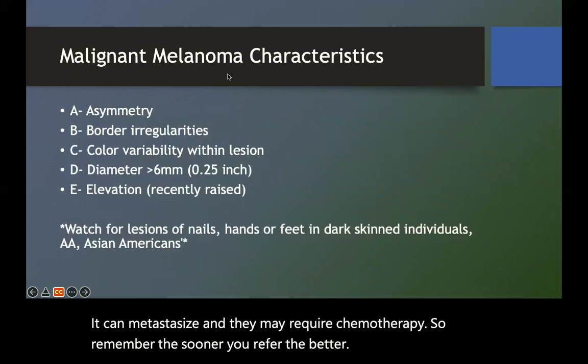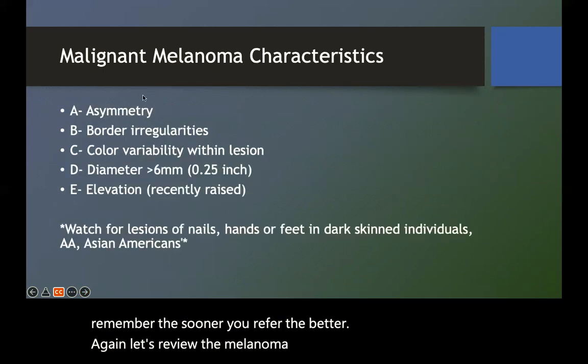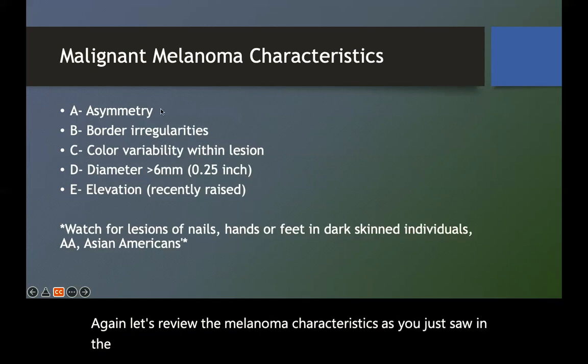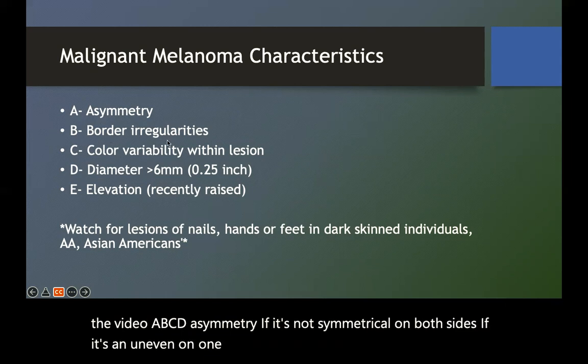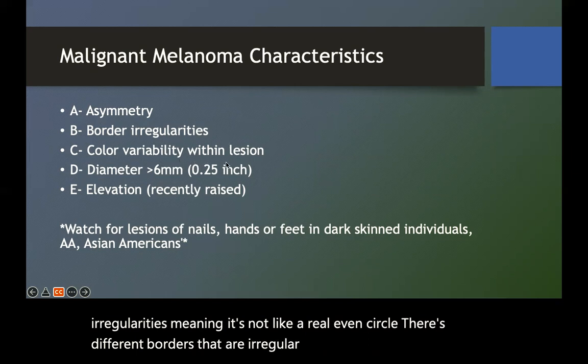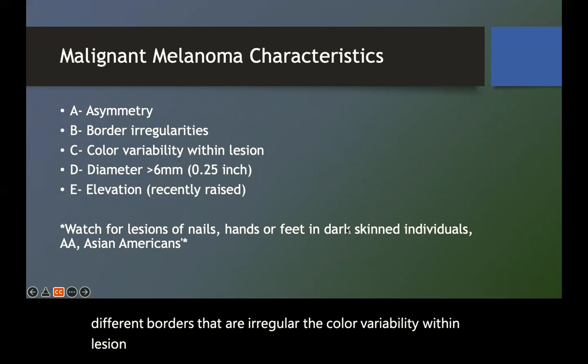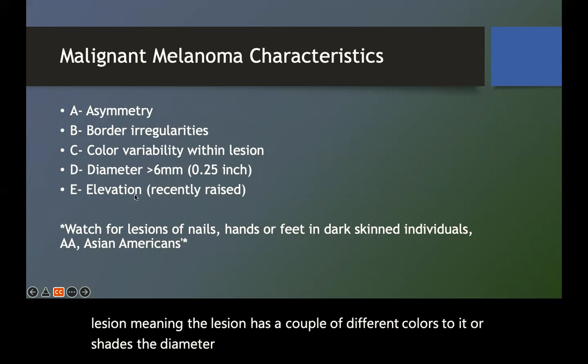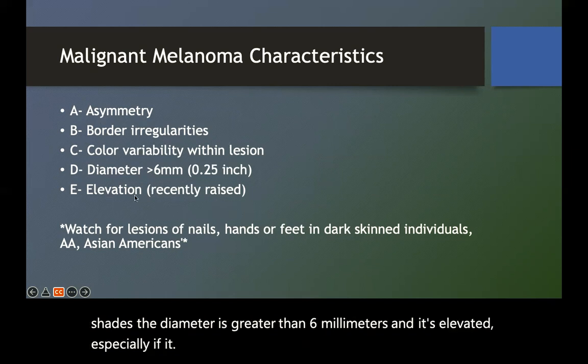Again, let's review the melanoma characteristics as you just saw in the video. A, B, C, D, E. Asymmetry: if it's not symmetrical on both sides, if it's uneven on one side compared to the other. Border irregularities, meaning it's not like a real even circle. There are different borders that are irregular. The color variability within the lesion, meaning the lesion has a couple of different colors or shades. The diameter is greater than 6 millimeters and it's elevated, especially if it's recently raised.